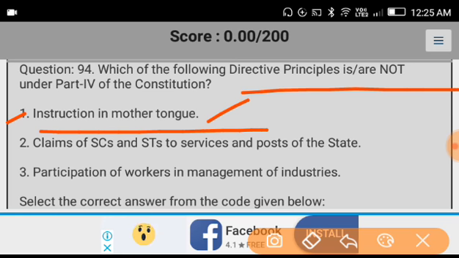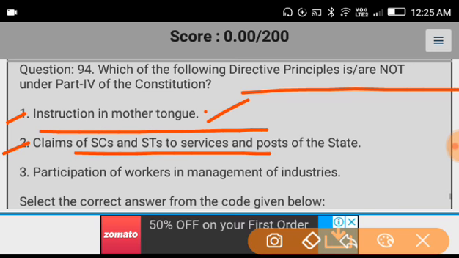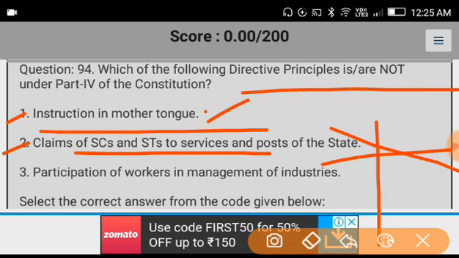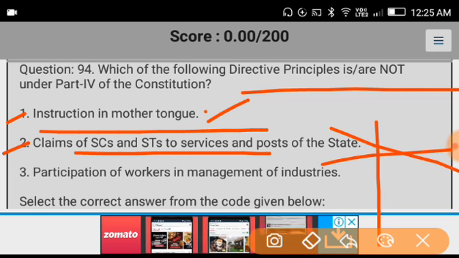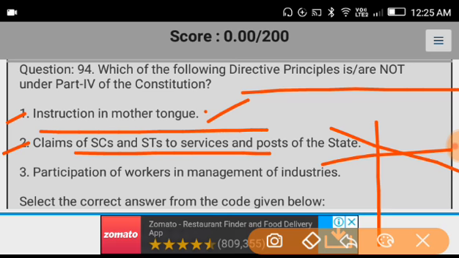So it is not a directive. Yes, it is not part of the directive principles. Instruction in mother language is not part of the directive principles. And second, claims of SC/ST to services and posts of the states, it is not part of Part 4 of the DPSP. So 1 and 2 are wrong.